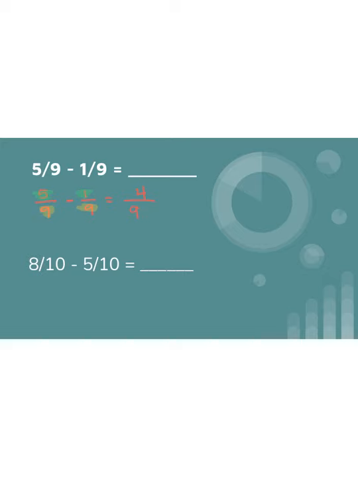Okay, when I think of 4, that's an even number. When I look at 9, that's an odd number. So I know I cannot divide the 4 and the 9 by anything to reduce it. So my final answer will just be that 4/9.